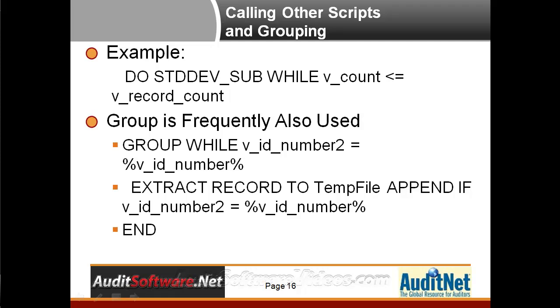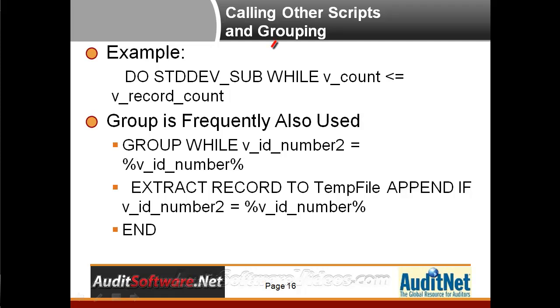In this next example, what we're going to do is call another script, and we're going to keep doing that script as long as something is true. And that is where we have the v count is less than the v record count, which is the total record count of that file.